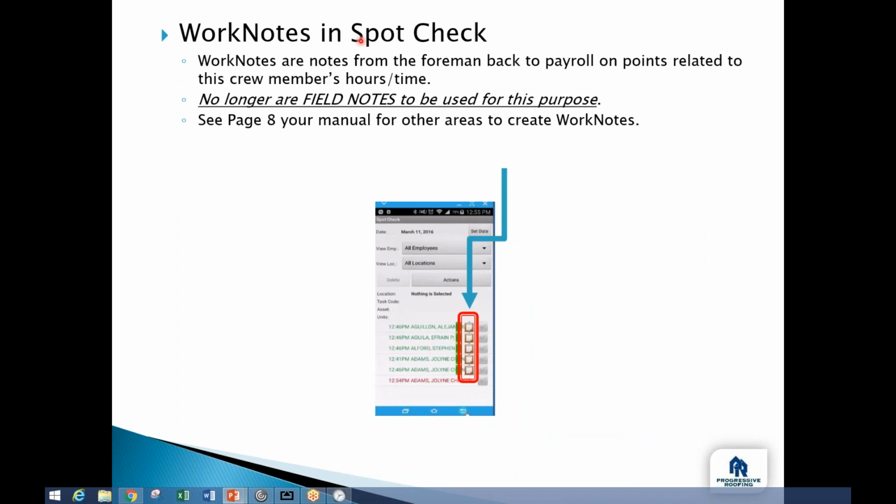Just as a little spot check thing, here is the work notes icon, the clipboard. Now, we talked about work notes. This is notes from the foreman back to the payroll processors on points related to any changes that need to be made on crew members' hours. Again, do not use field notes for this purpose because the payroll processors do not read field notes. But if you go to page 8 of your manual, you'll see more information on work notes in this slide.